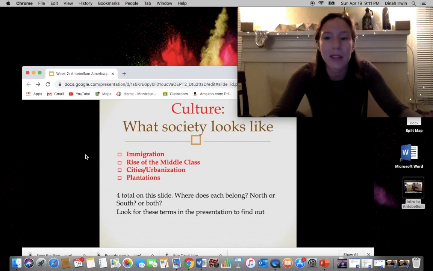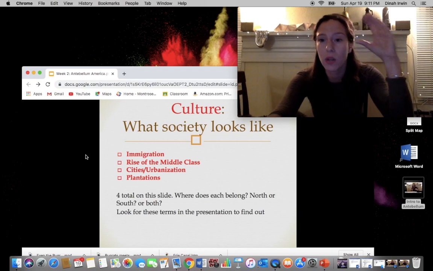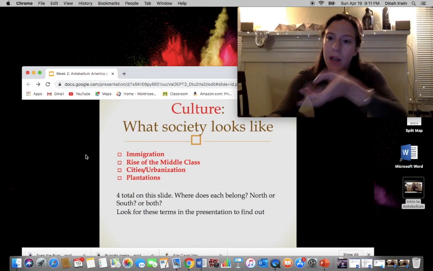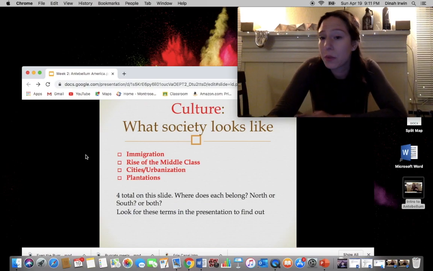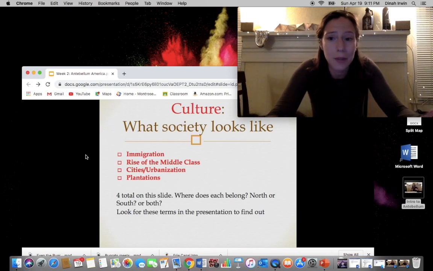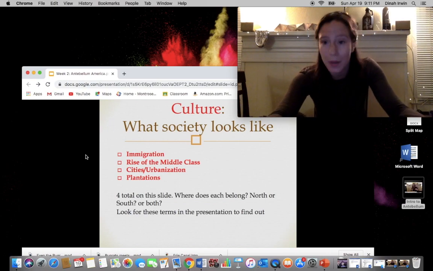Rise of the middle class, we're going to see a shift from going from like really wealthy to really poor to having like a middle class all of a sudden. How about that? But we'll see if it's in some places more than others. Cities and urbanization, and plantations, okay? So where do we think they belong? You might even be able to put some of these terms in the correct place without my help, but here we go.